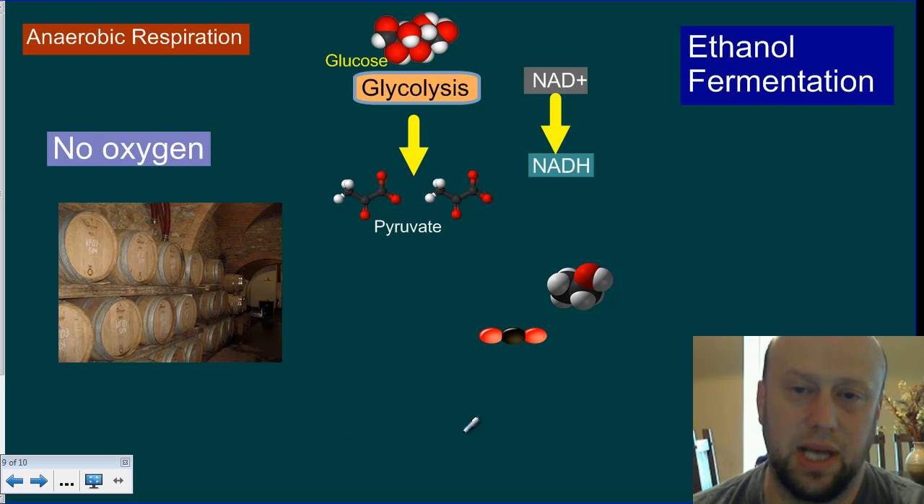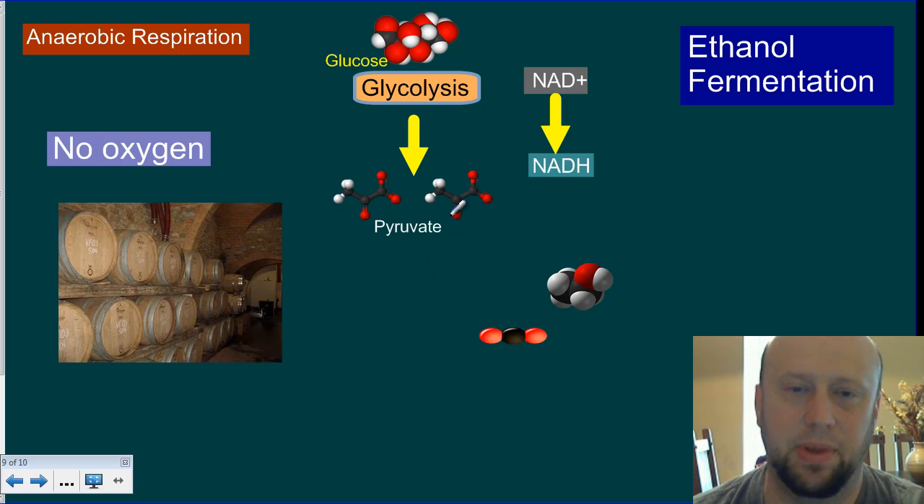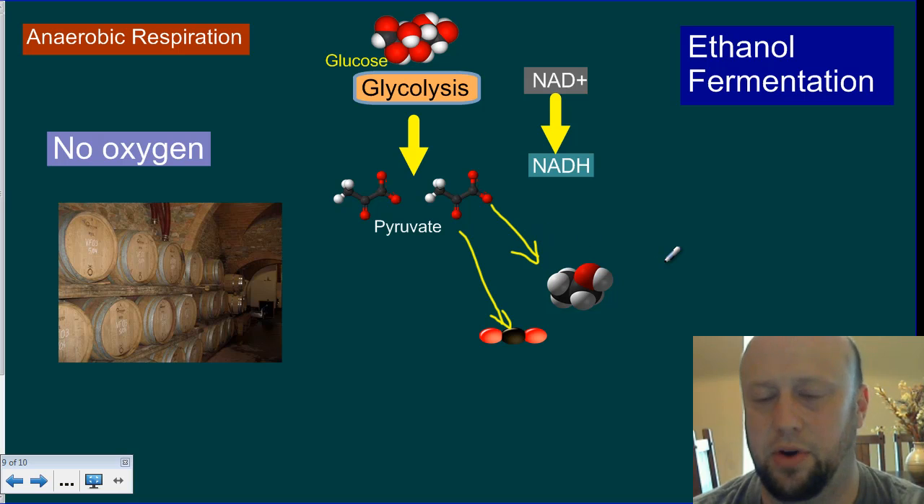That's not the only type of fermentation. The other type is one that we're also familiar with, and that's ethanol fermentation. In this process, the pyruvate molecule gets broken down into two things: carbon dioxide and ethanol, or alcohol. This is how something like wine or beer is produced.